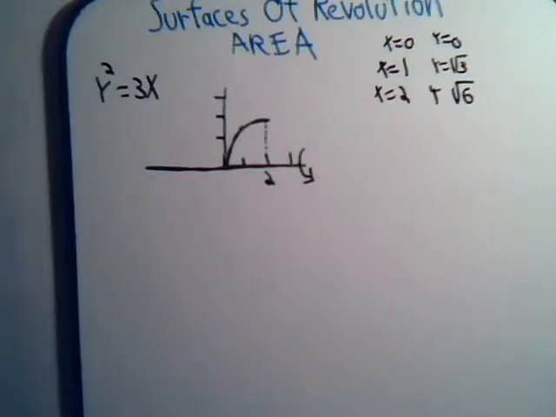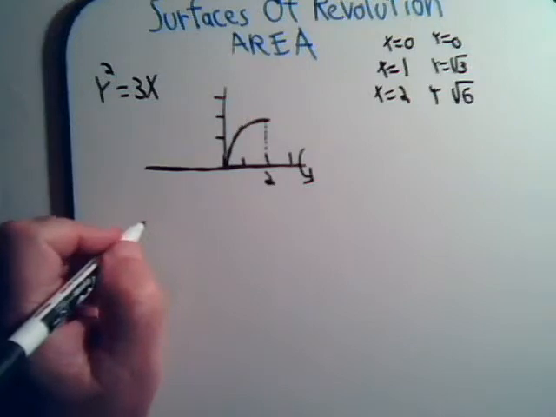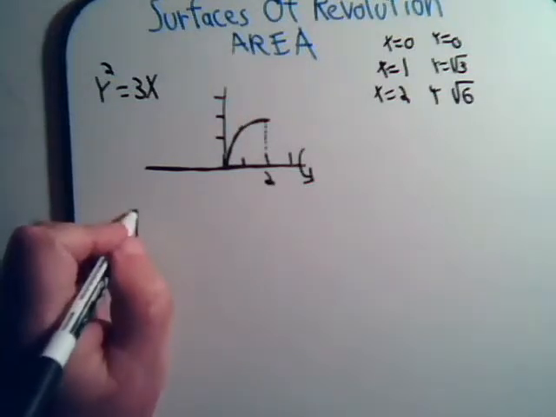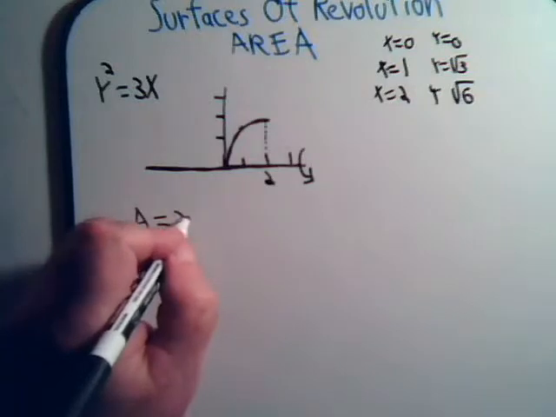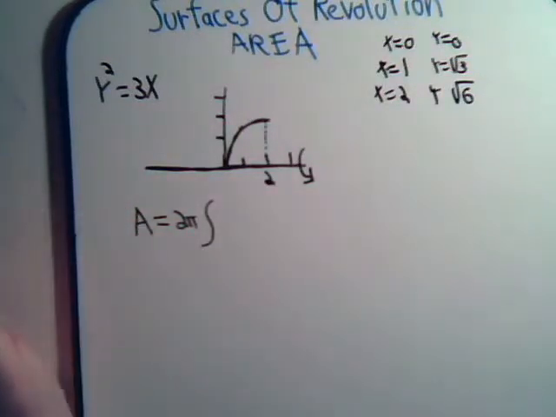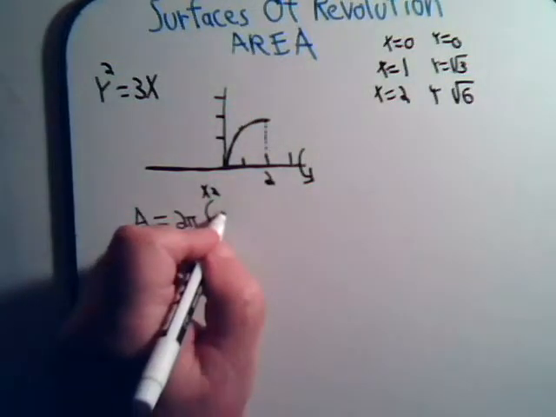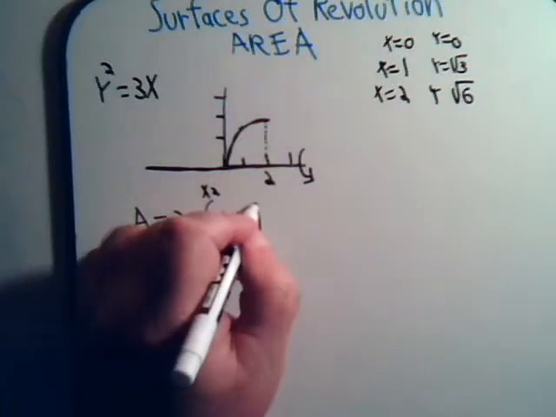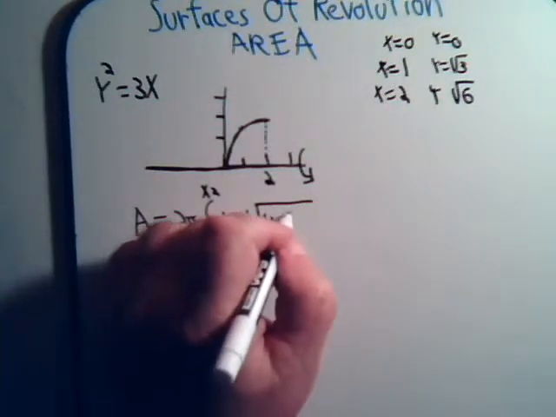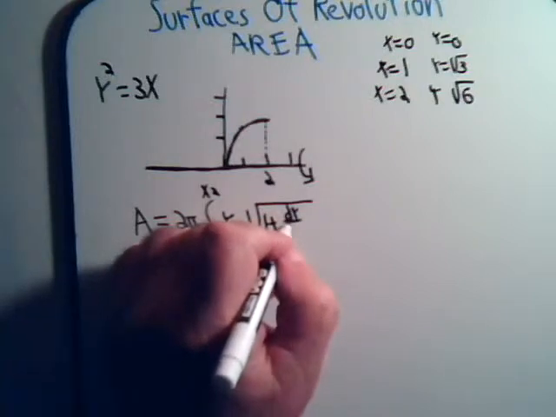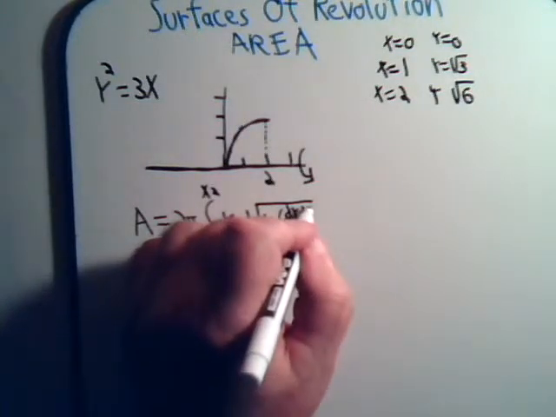And for the figure that we make by rotating it, we want to know what its surface area would be. And when we're rotating about the x-axis, the area is equal to 2 pi times the integral going from x1 to x2 of y times the square root of 1 plus dy dx squared.